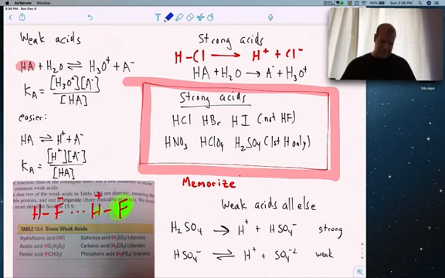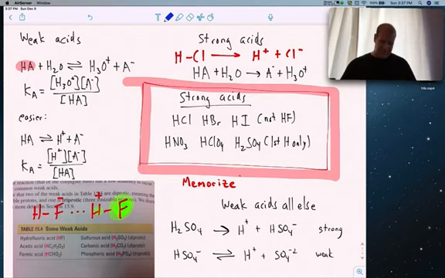Hydrochloric, hydrobromic, hydroiodic, not hydrofluoric, and nitric, perchloric, and sulfuric, but the first hydrogen for sulfuric. These are your strong acids. The rest are weak acids. So if it's not on this list, it's a weak acid. It's real easy to remember that. I typically don't tell you to memorize something.